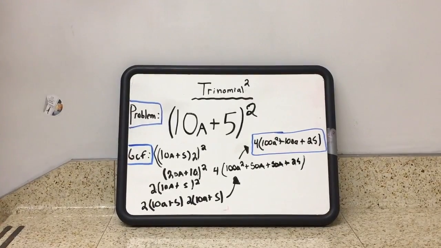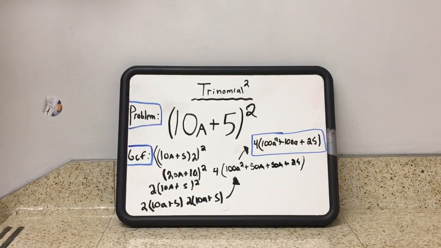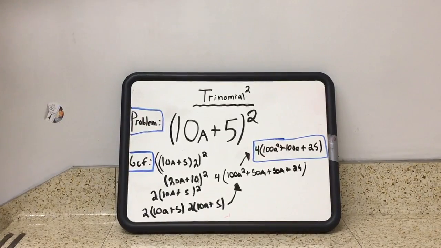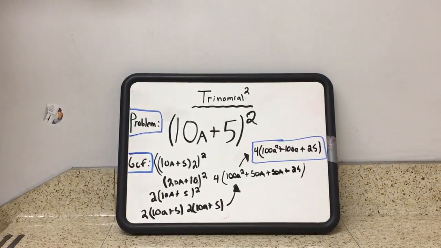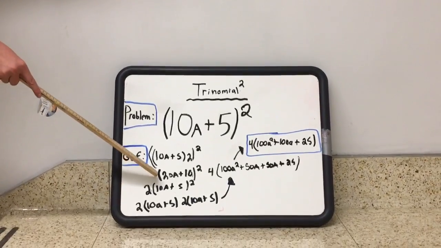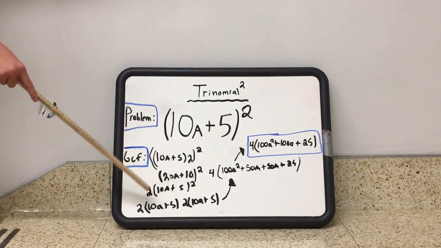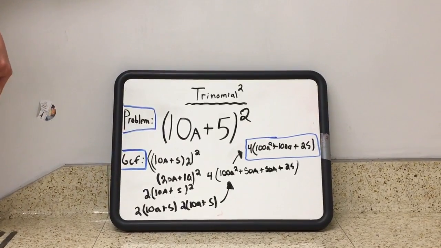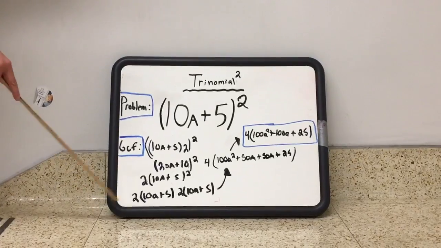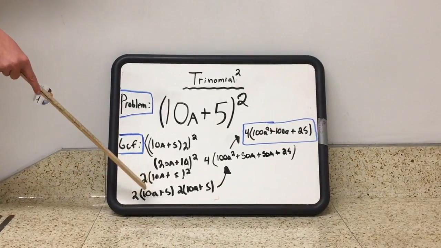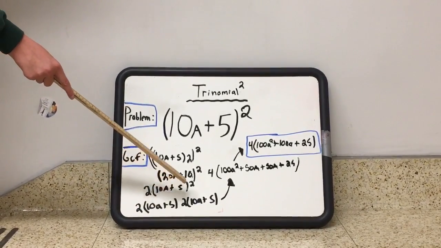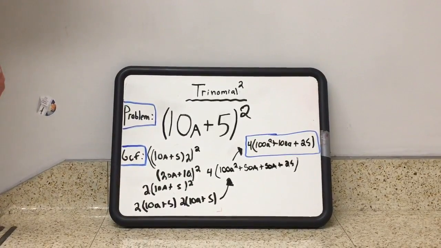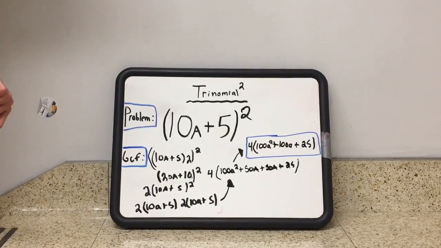For my GCF, I multiplied the whole equation by 2, so the equation then becomes (10a plus 5) times 2, and then all of that squared. So if you simplify that even more, you get (20a plus 10) squared, or 2 times (10a plus 5) squared. That further simplifies down to 2 times (10a plus 5) times 2 times (10a plus 5), which then further simplifies to 4 times (100a squared plus 50a plus 50a plus 25).